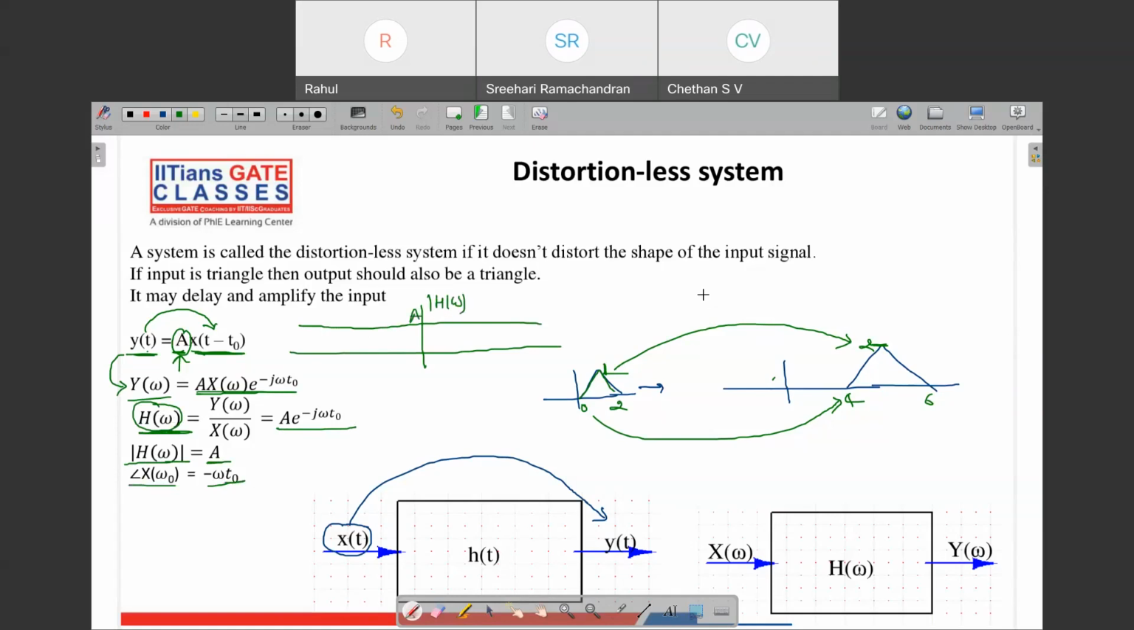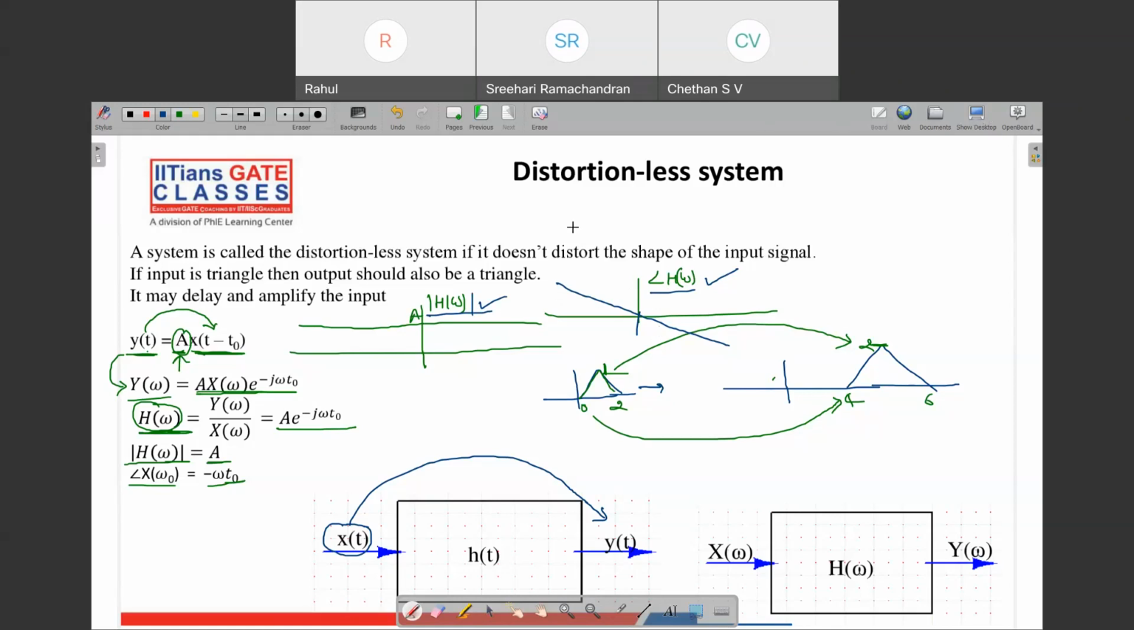Okay, and when you plot the angle of H of omega, it will be a linear function of omega. It will be changing linearly like this. So any system whose transfer function has this kind of magnitude spectrum and this kind of phase spectrum is called a distortionless system. So the amplitude spectrum should be constant and the phase spectrum should be a linear function of omega. That kind of system will be a distortionless system.